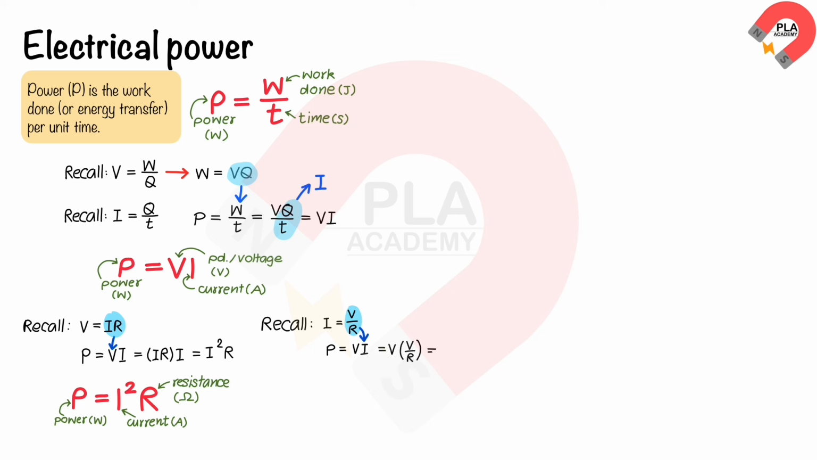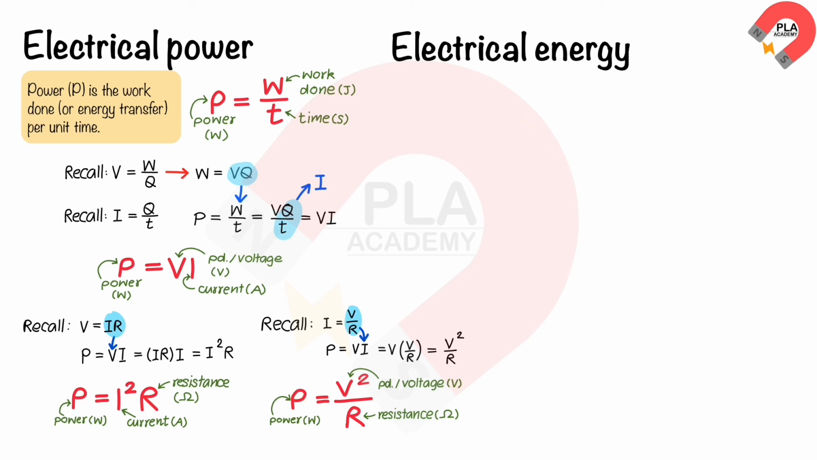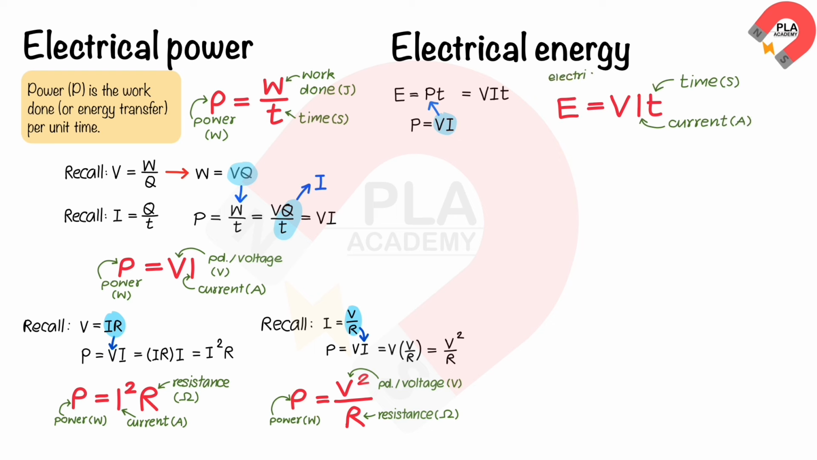So, we can write the formula for the power as P equals V squared over R. Electrical energy. Rearranging the energy and power equation, the energy can be written as E equals PT. We substitute P equals VI. So, the formula for the electrical energy can be written as E equals VIT.